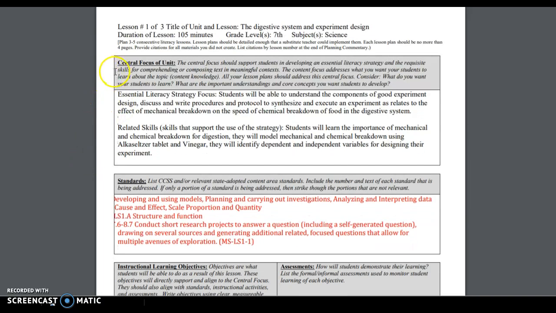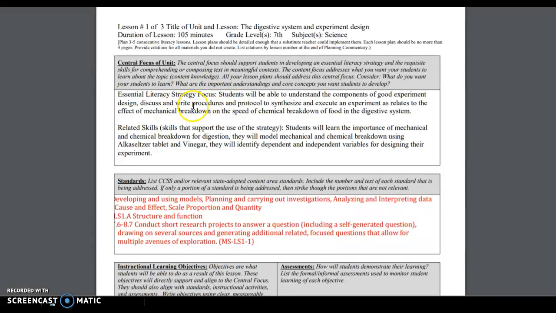So first is the central focus of the unit, and this is going to stay the same throughout the whole unit. The essential literacy strategy focus is that students will be able to understand the components of good experiment design, discuss and write procedures and protocol, and they'll be able to synthesize and execute an experiment as relates to the effects of mechanical breakdown on the speed of chemical breakdown of food in the digestive system.